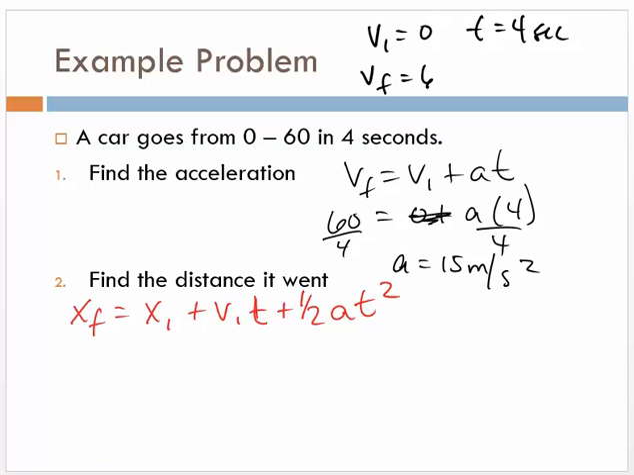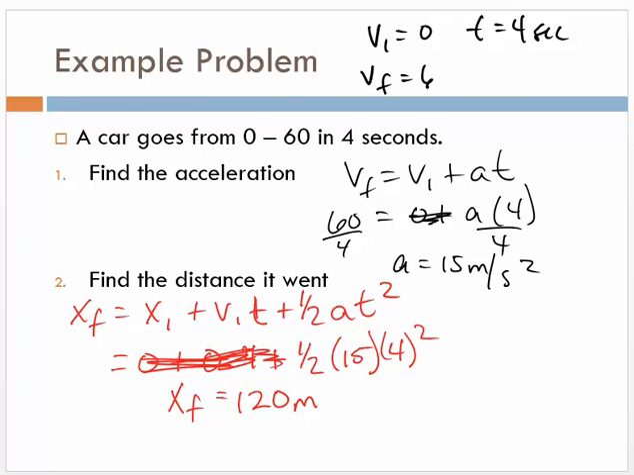Now if I want to find the distance, that's my final position. If we pretend that we started at 0, because it doesn't say anything else, I'm going to say 0. Its initial velocity is 0. Time is 4 seconds. Plus 1/2 the acceleration we just found, and the time is 4 seconds. The nice thing is 0 times 4 is 0, so that part goes away. 0 plus 0 is 0, so we don't need that either. The only thing we're left with in this equation is 1/2 times 15 times 4 squared.